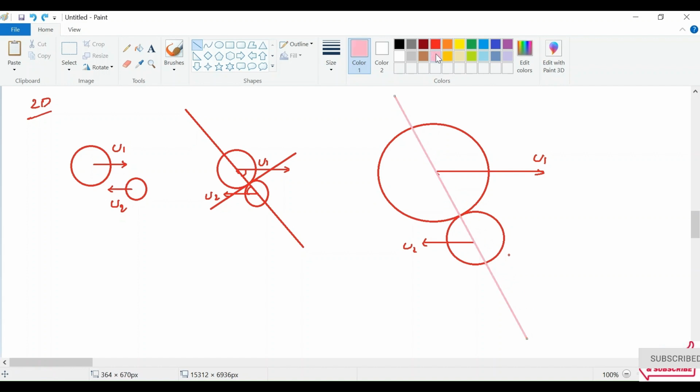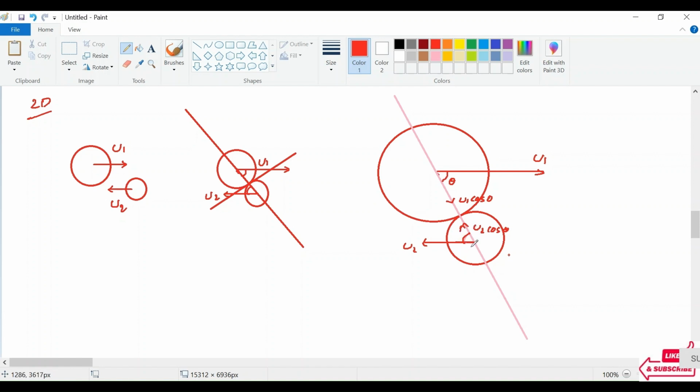Their velocity is on this line I want. So let's do it. We know this angle is theta. If this is u1, then this will be u1 cos theta, and this will be u2 cos theta. Two components will come, right?